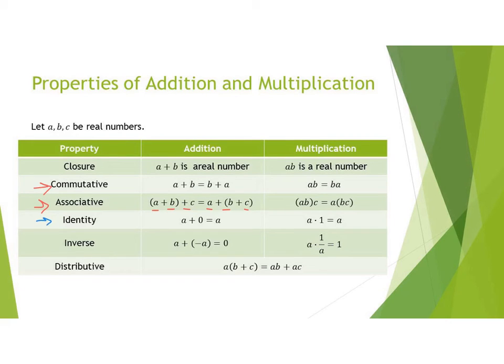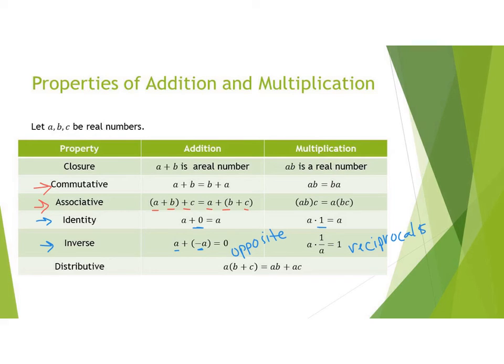Identity: you can think about what you can add or multiply to a number and not change the number. For adding, you can add a 0 and keep your number. And for multiplying, multiply by 1. Inverse is kind of the opposite. For addition, A and negative A are opposites. And for multiplication, A and 1 over A are reciprocals. I'm going to bring up those two words again in a second, but opposites and reciprocals.